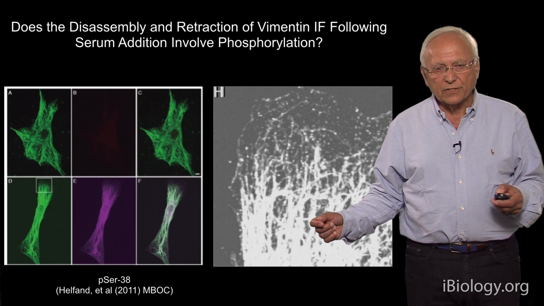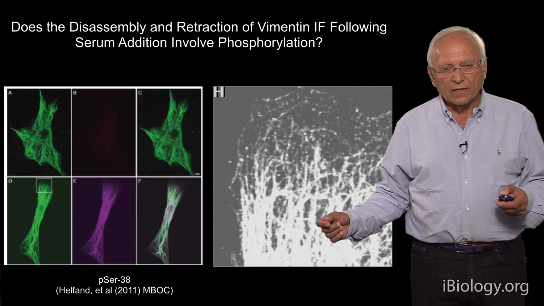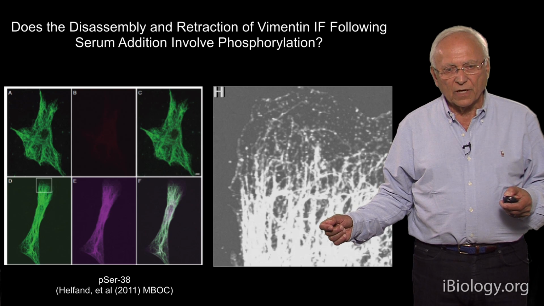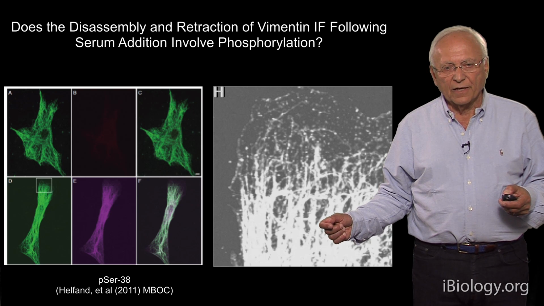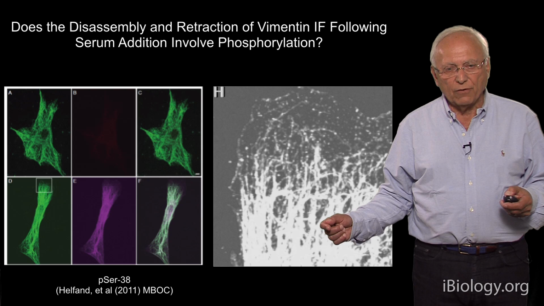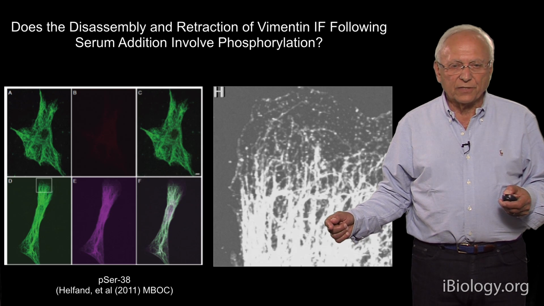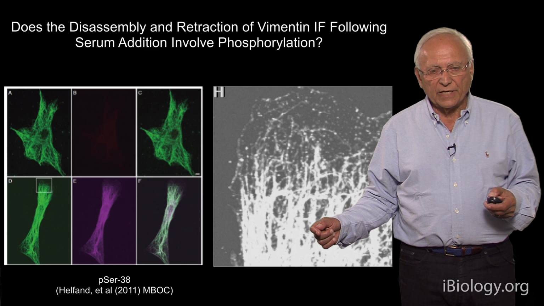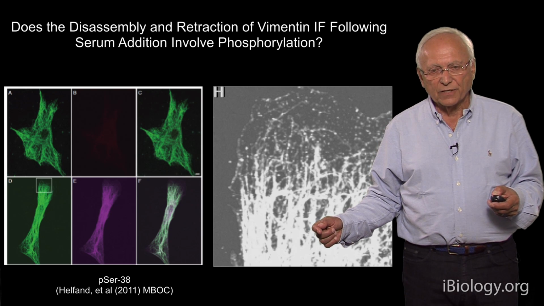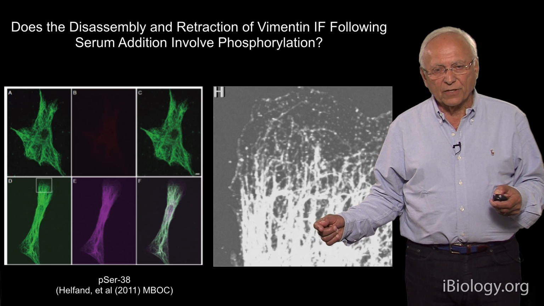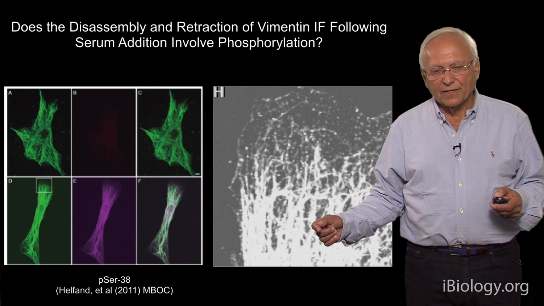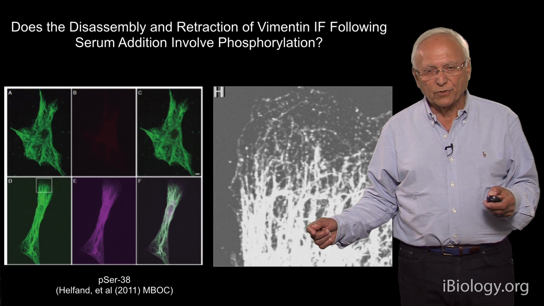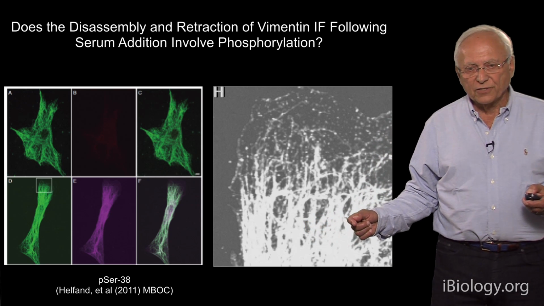On the bottom, we can see a cell which was fixed and stained within a very short period of time, within a couple of minutes after we added serum back. And you can see now in the middle panel, Vimentin is on the left. The middle panel shows what the serine 38 phosphospecific antibody looks like. And you can see now that the entire cell lights up, is fluorescent. All these are indirect immunofluorescence images. On the right is the overlay.